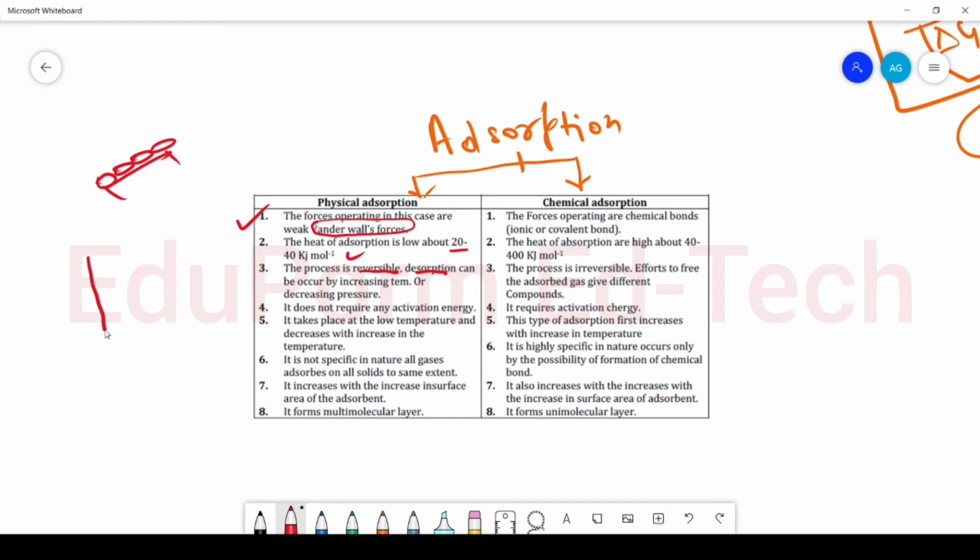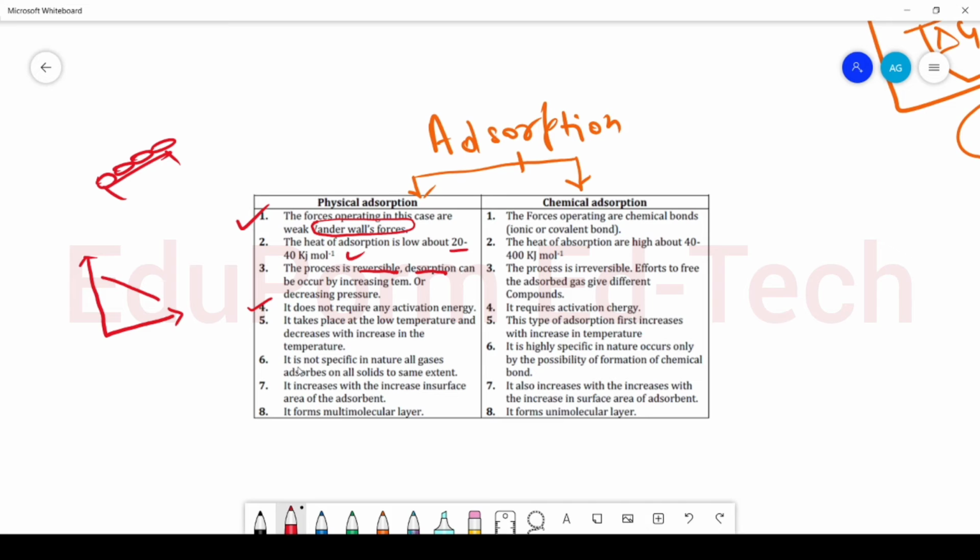So for physical adsorption, the graph looks like this. When we increase the temperature, the extent of adsorption decreases. It does not require any activation energy. Activation energy, we know, is the minimum energy for the formation of product.